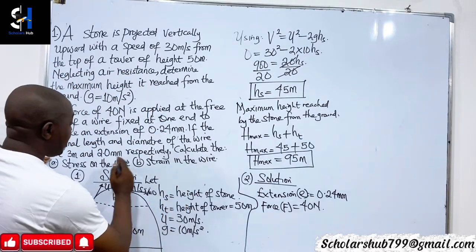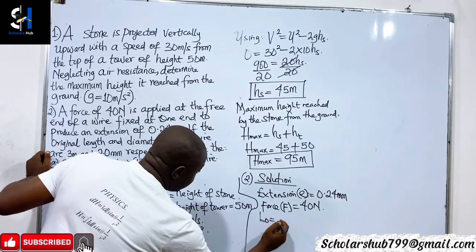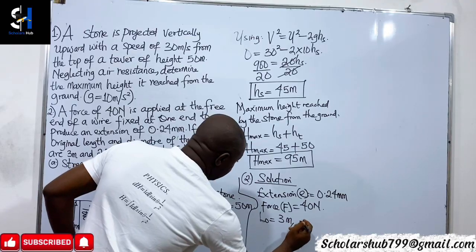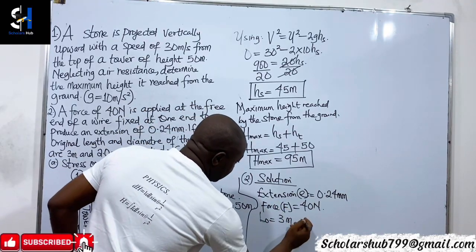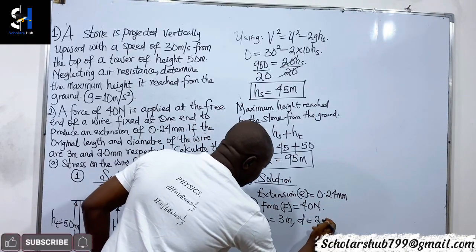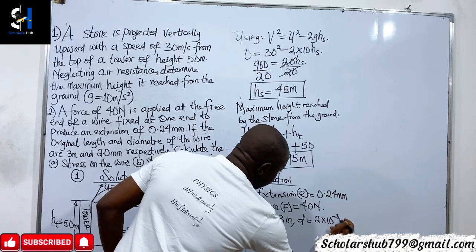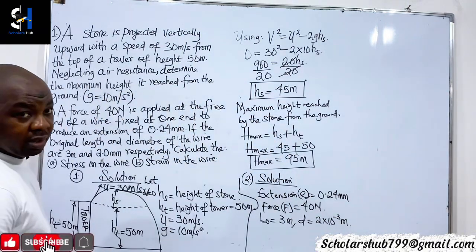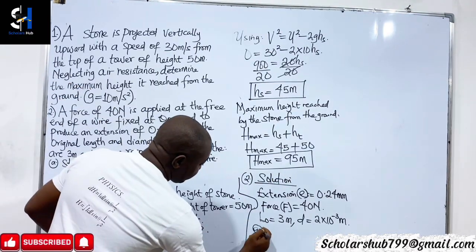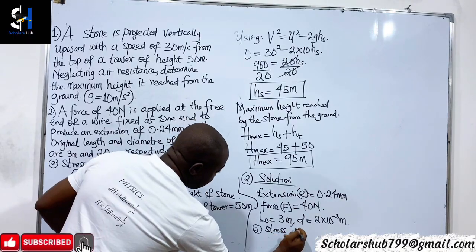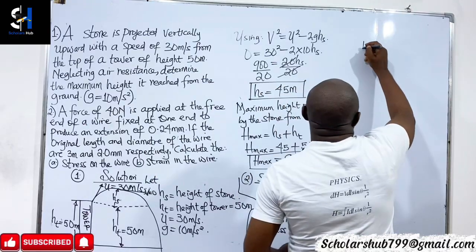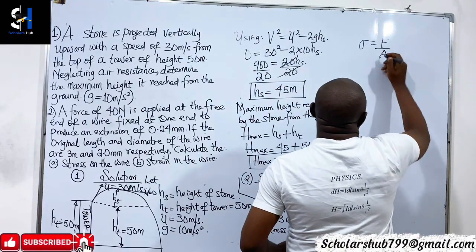So now we have the original length. The original length is given to be 3 meters. Then we're also given the diameter. The diameter is given to be 2 millimeters. So for 2 millimeters, this will be 2 times 10 raised to the power of minus 3 meters. So that's the diameter. So the first question is for us to calculate stress in the wire. So we want to calculate the value of stress. Like I said, stress will be force over area.